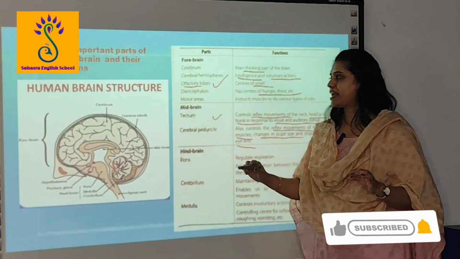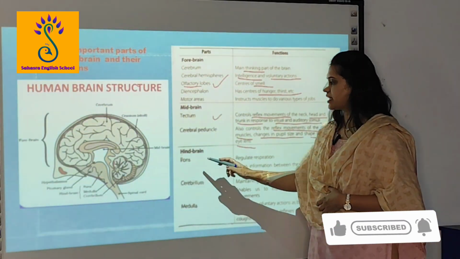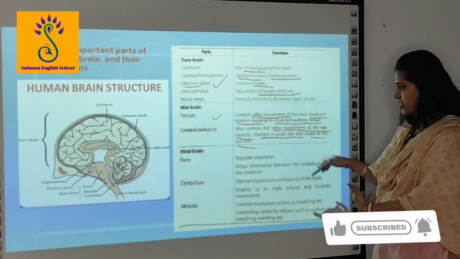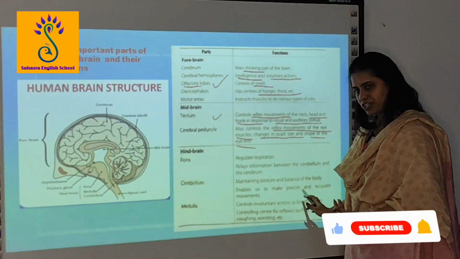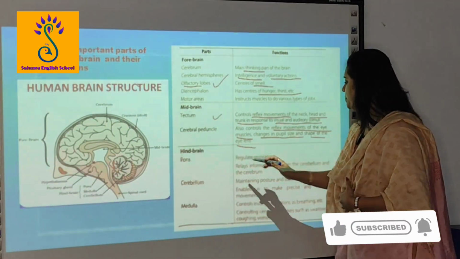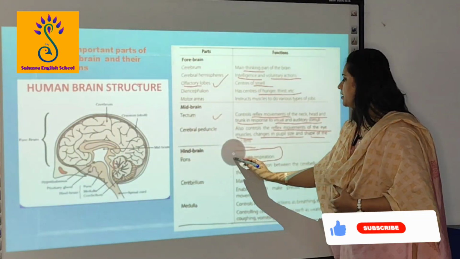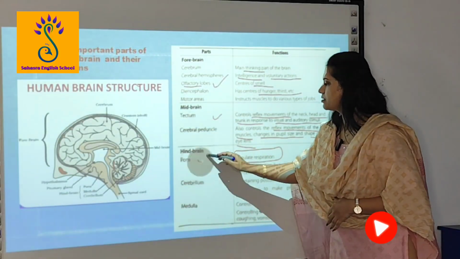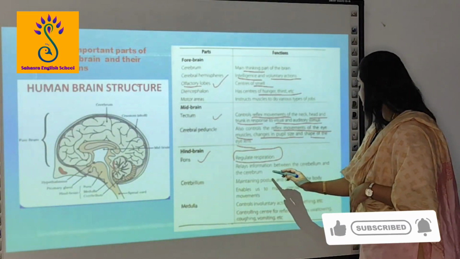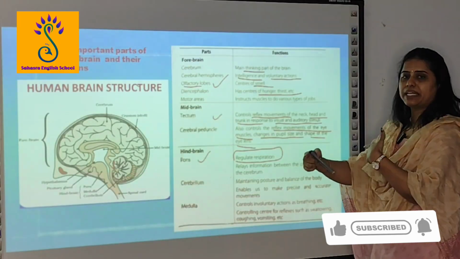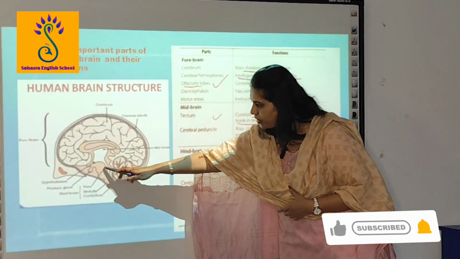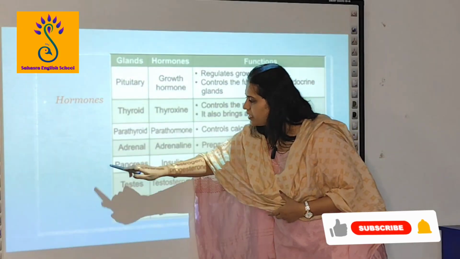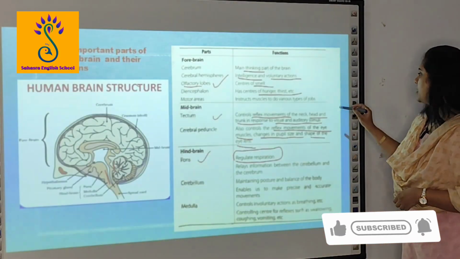Hindbrain, questions can be asked. A picture is given like this, and the question can be what is the function of pons, or the function is given and the part is asked. Which part of brain regulates respiration? Pons. And it is intermediate, it relays information because it is present over here, between cerebrum and cerebellum.